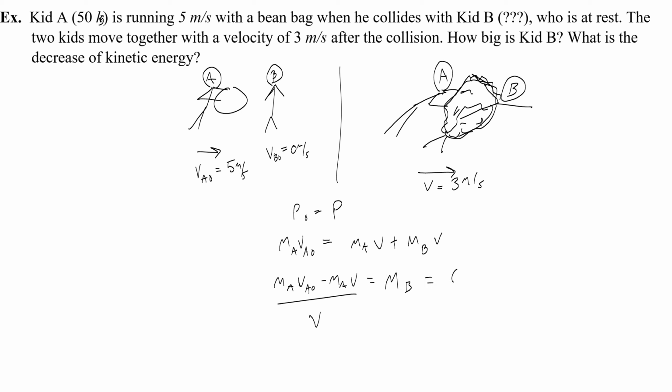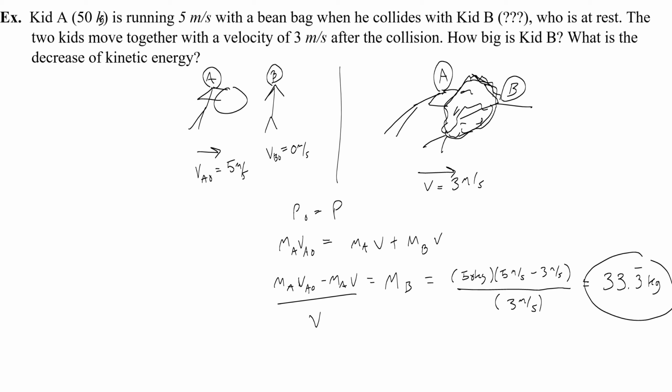All right, and you can factor out MA if you want to, so that this would be 50 kilograms times the initial velocity was 5, the final was 3, divided by 3 meters per second. So 50 times 2 over 3 is 33.3 forever kilograms. So that is the mass of Kid B.